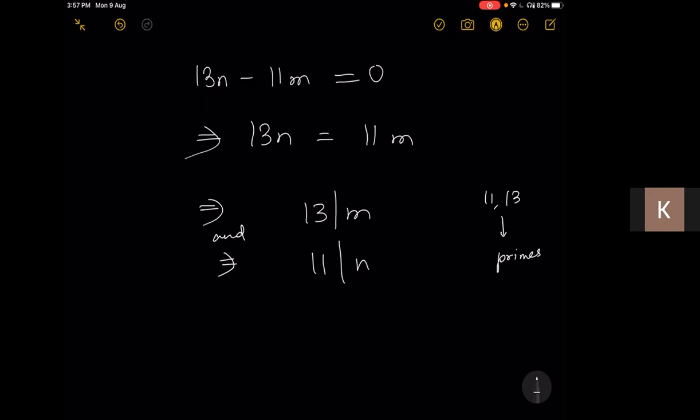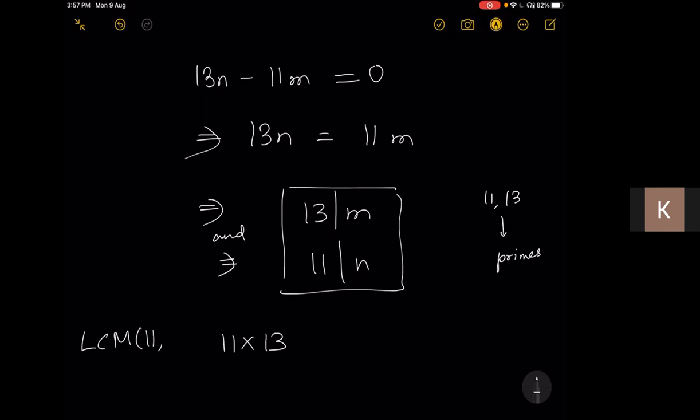So this holds true. So what if I just add and subtract the LCM? 11 into 13 is the LCM, right? LCM of 11 and 13 is 11 into 13. How much is that? 143, right?